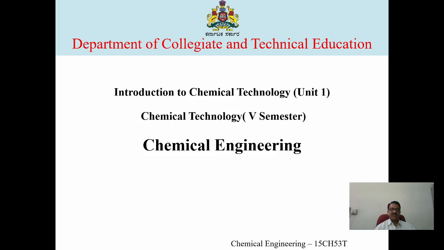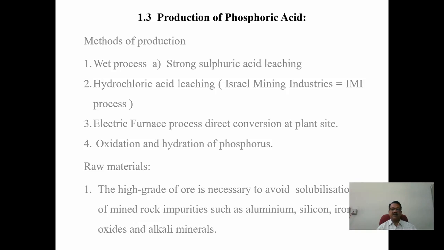Today in this session we are going to discuss the production of phosphoric acid. First we'll discuss the methods of production. There are 4 methods of production of phosphoric acid. One is the wet process.